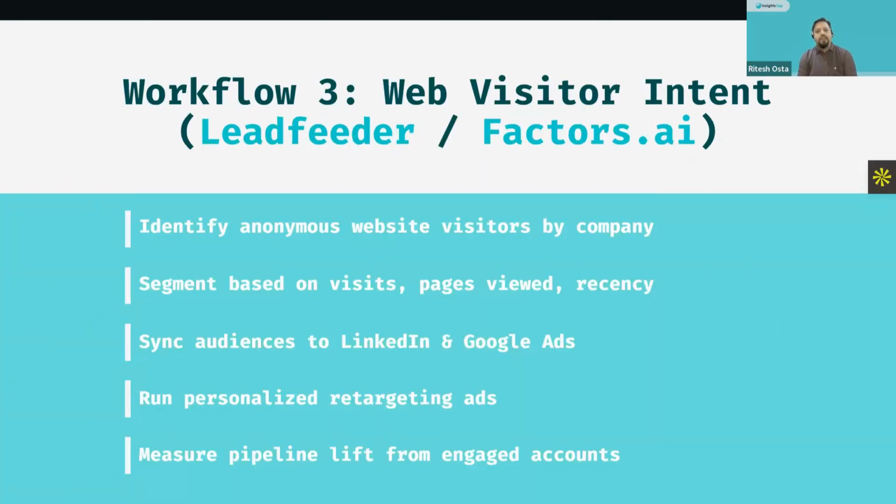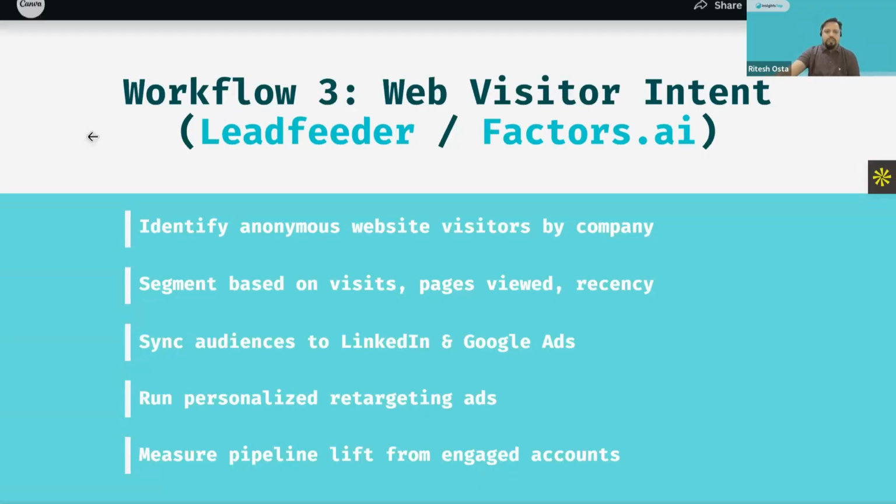Use case 3, web visitor intent, very commonly used. Again, if somebody visits your site, does a few things, doesn't fill up your contact us form, and leaves, we have the technology now, the reverse IP tracking technology, by which we can almost 50% of the time figure out who these people are or from which company domain they have come in from.